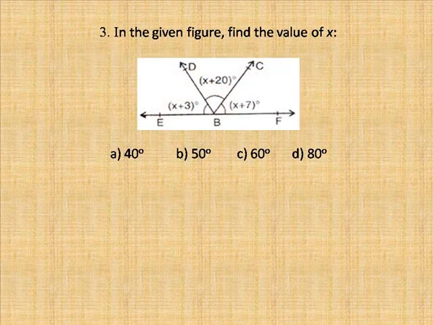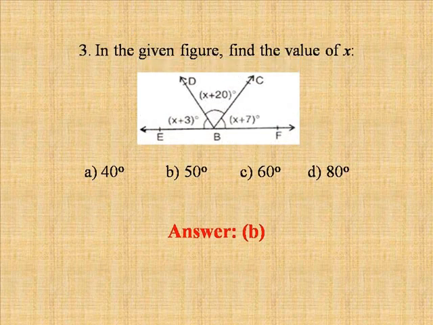Question number 3. You can see the figure is given. You need to find the value of x, and you have the 4 options. Let's see its answer. The answer is B, that is 50 degrees. Why? You can see the 3 angles formed on a straight line. The sum of these 3 will be 180 degrees. If you take the sum of these 3 angles, you will get 3x plus 30 degrees. So 3x plus 30 equals 180. So from there x equals 50 degrees. So option B, x equals 50 degrees, is the answer.